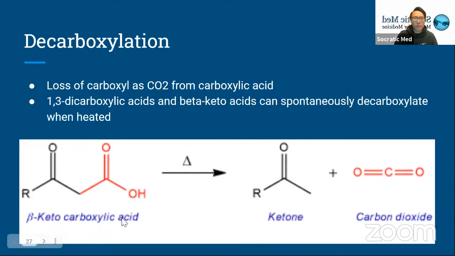So as you can see here on the bottom, this beta-keto carboxylic acid, when you heat it up, you can decarboxylate the carboxyl group as carbon dioxide from the molecule. And this works with 1,3-dicarboxylic acids as well. So if this carbonyl group was a carboxylic acid, you could decarboxylate either of the carboxylic acids. So this is decarboxylation of carboxylic acids.